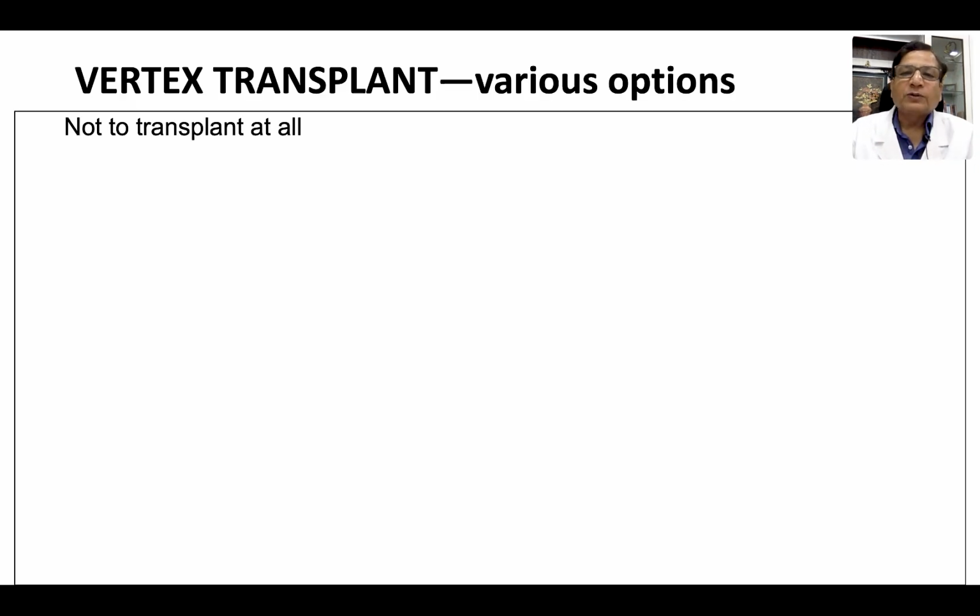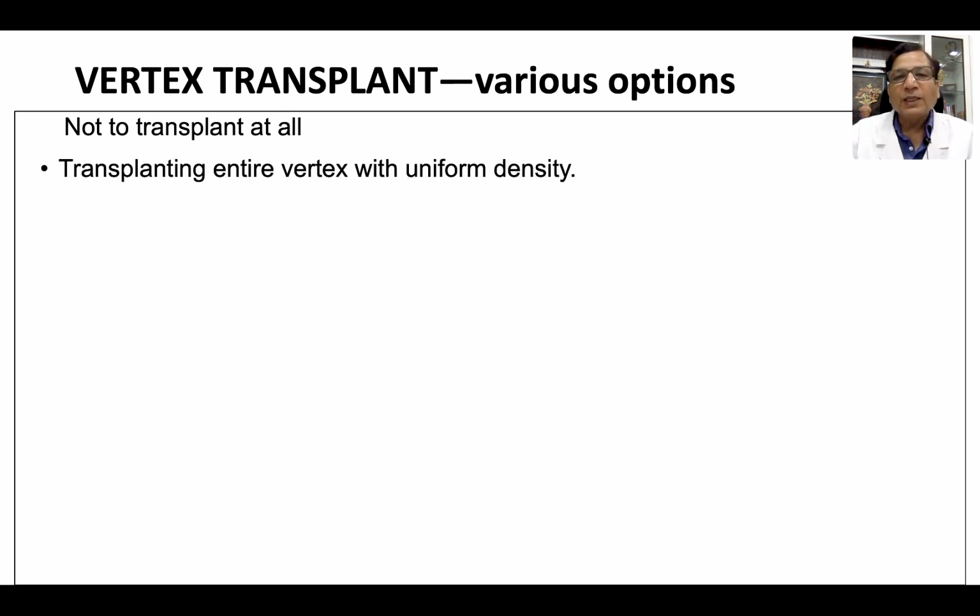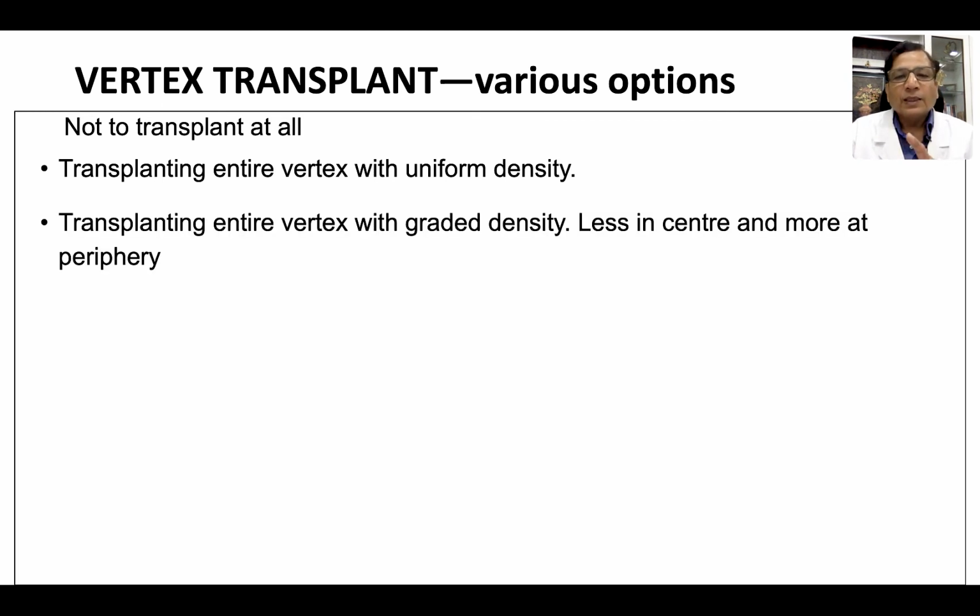Now the various options. What are the various options? Although we are discussing all things in detail, let's go one by one. Do not do transplant at all. This is one of the options. Another, transplanting the entire vertex with uniform density. Many times patients ask, sir, you can put in low density, but you put some hair because it shines in the pics. So one option is that you cover the entire area with low density, but the patient should know that you have put in low density. Then transplanting the entire vertex with graded density, less in the center, more at the periphery.